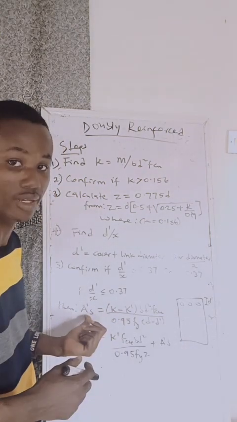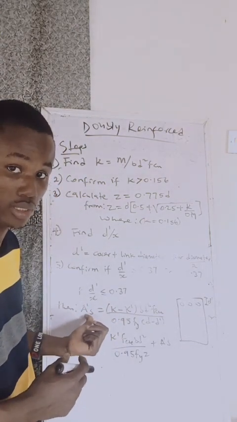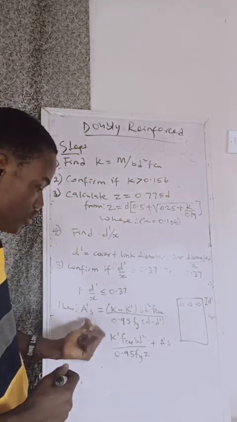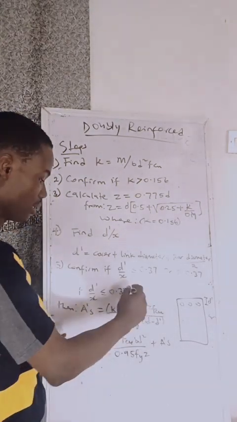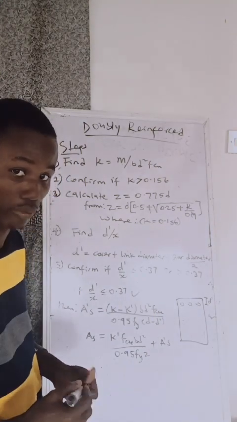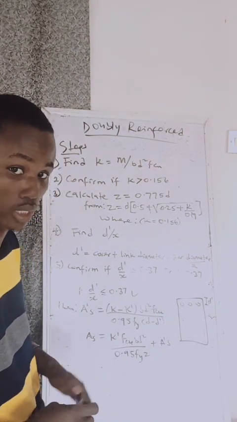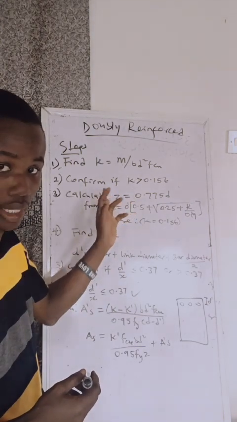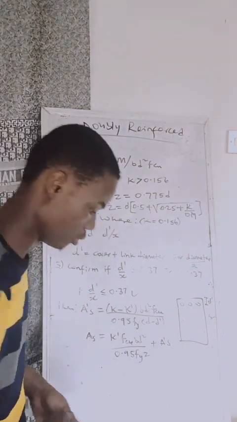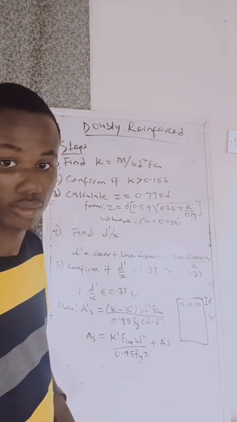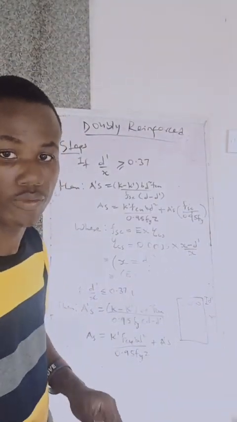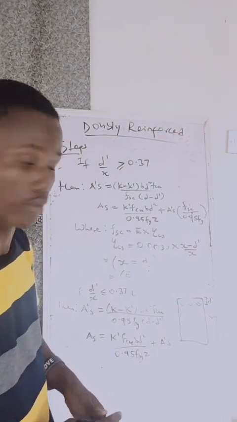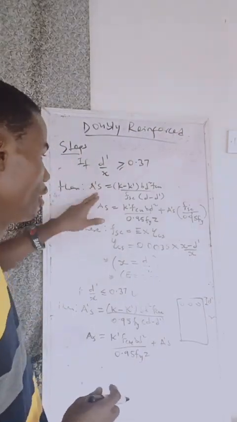You first calculate the area of compression reinforcement before you calculate the area of tensile reinforcement. So I'm going to use this formula if d prime over x is less than 0.37, but if it is greater than 0.37, then you need to follow this. I'm going to clean this right now and put the formula there. So I want you to follow me carefully. If your d prime over x is greater than 0.37, then you are going to use this formula.